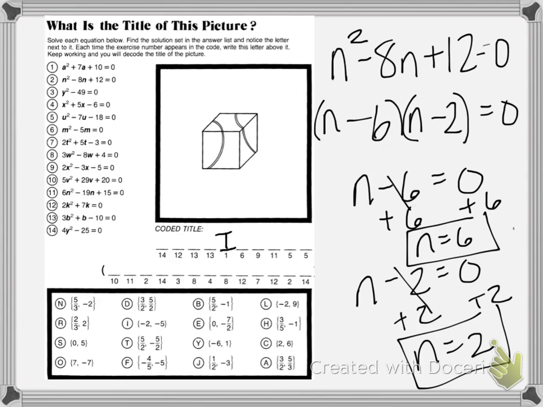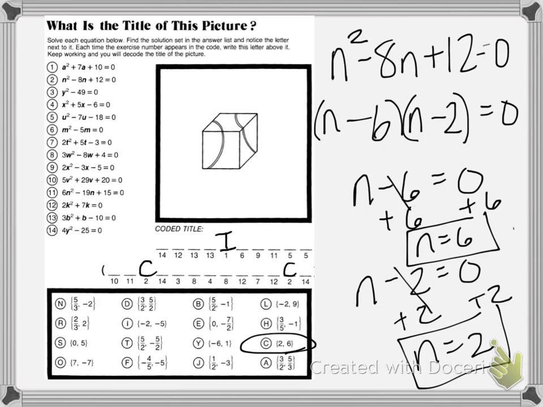Well, let's see if we're right. Do we see an answer with a 6 and a 2? Oh, there it is. See, if I don't see it, now that's a C. So I just did number 2, and 2 is C. I like the puzzle. C. Okay, on to the next one.